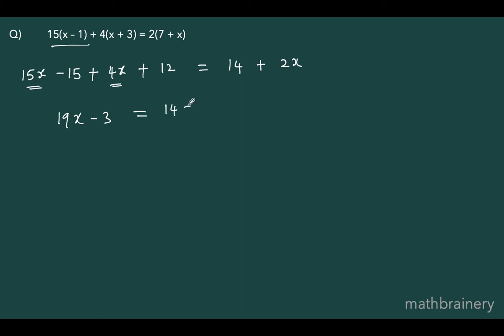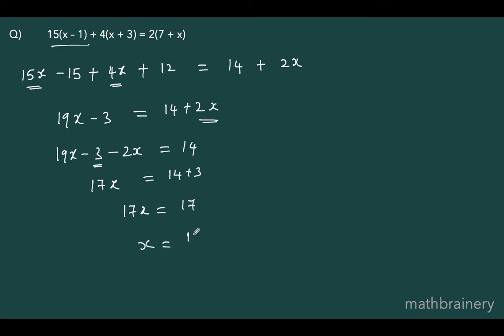to 14 plus 2x. Let me now transpose this 2x to the left hand side. So you have 19x minus 3 minus 2x is equal to 14. 19x minus 2x is 17x. This is equal to 14, negative 3 if I transpose it to the right hand side, it will be 14 plus 3. So you have 17x is equal to 17. So what is x? 17 upon 17, which is 1. Let's look at the next question.